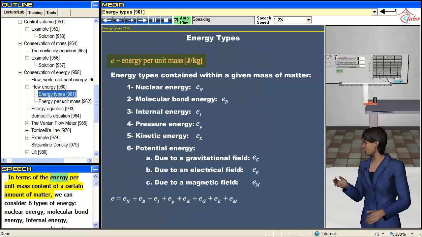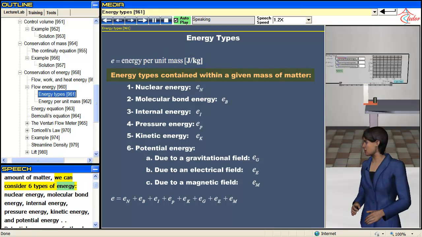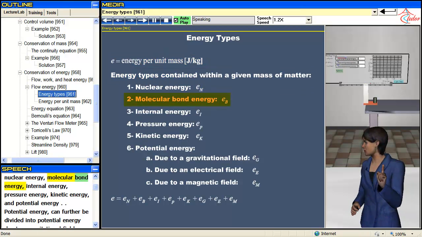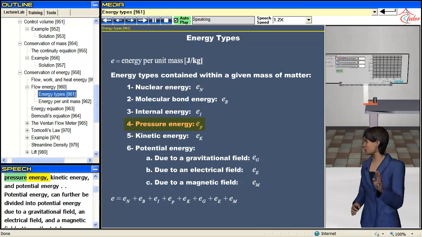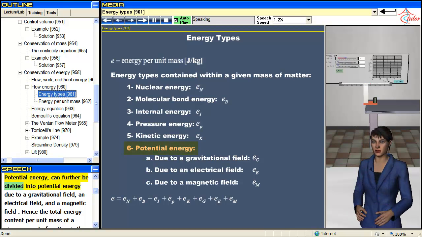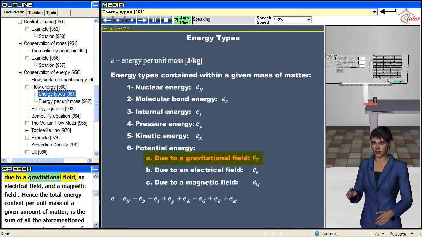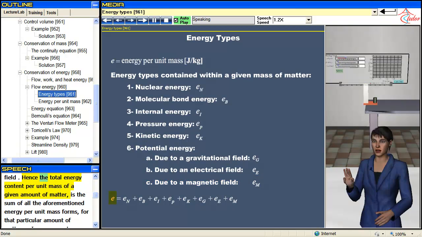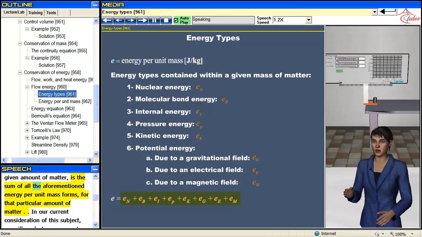In terms of the energy per unit mass content of a certain amount of matter, we can consider 6 types of energy: nuclear energy, molecular bond energy, internal energy, pressure energy, kinetic energy, and potential energy. Potential energy can further be divided into potential energy due to a gravitational field, an electrical field, and a magnetic field. Hence the total energy content per unit mass of a given amount of matter is the sum of all the aforementioned energy per unit mass forms for that particular amount of matter.